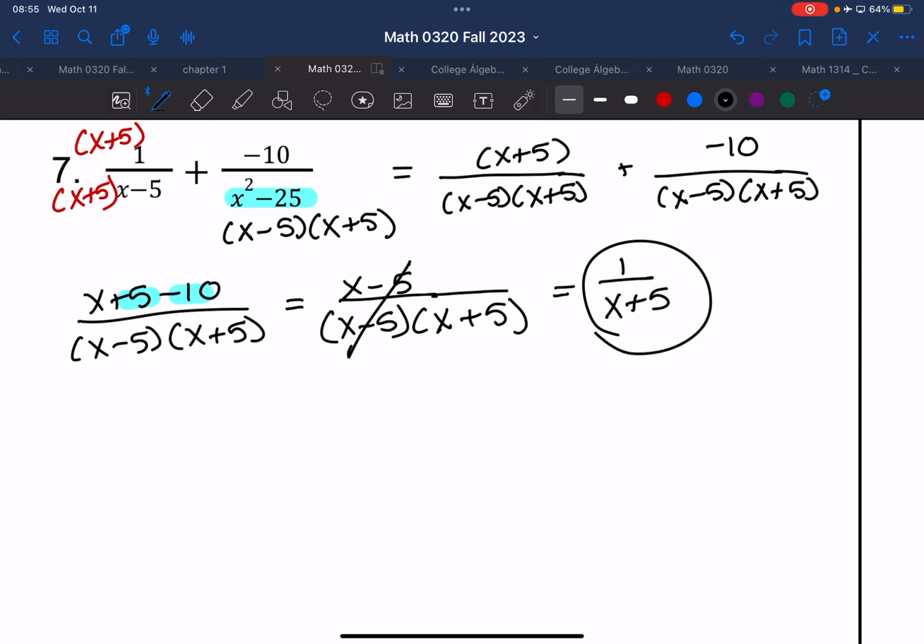Okay. Remember, we can't cancel this x plus 5 and x plus 5 right away because of that minus 10. We have to be multiplying terms together in order to cancel. There can't be an addition or subtraction between them.